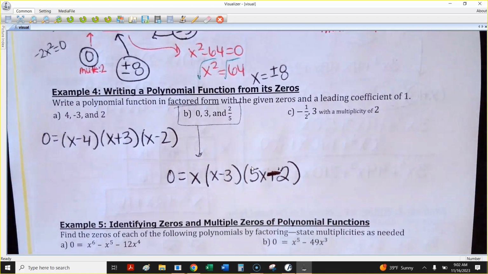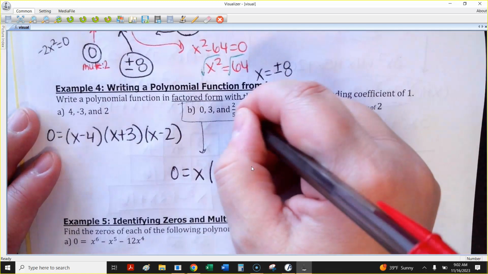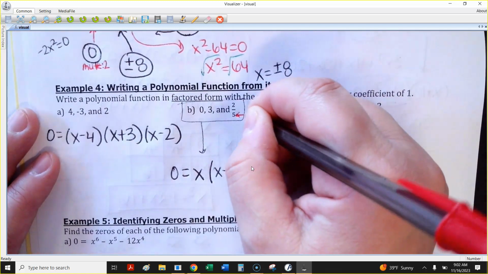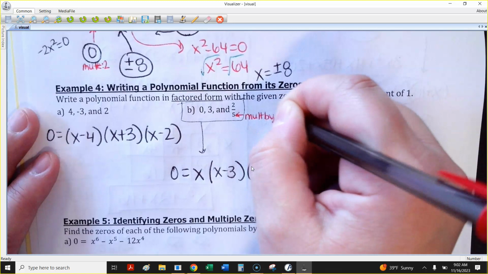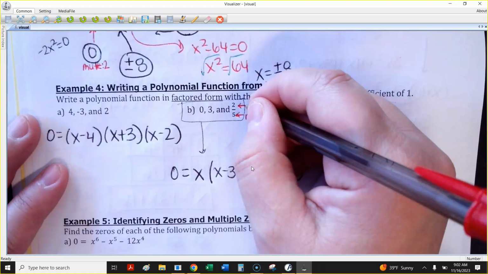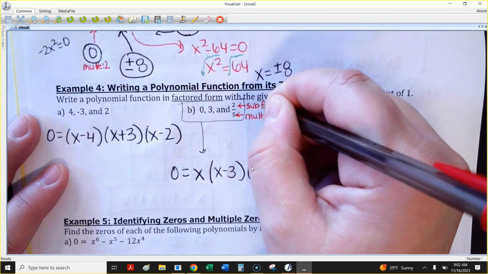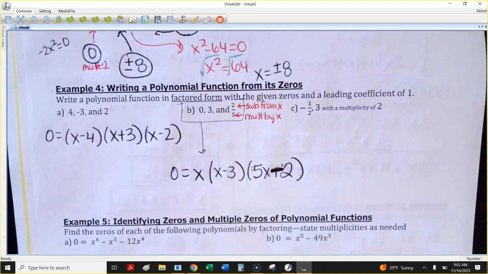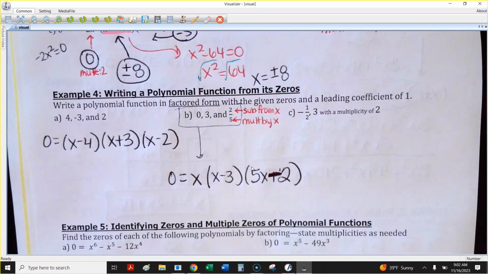So then I would add 2 divided by 5. If you've got a fraction, just to help you with that, the denominator gets multiplied by x, and the numerator, in this case, if it's a positive number, you're going to subtract from the term with the x. If it's a negative number, you would add it to the term with the x if you're having trouble with the fraction.